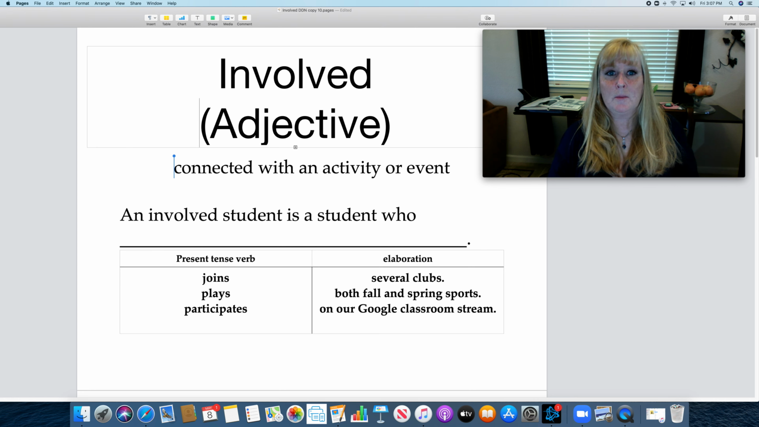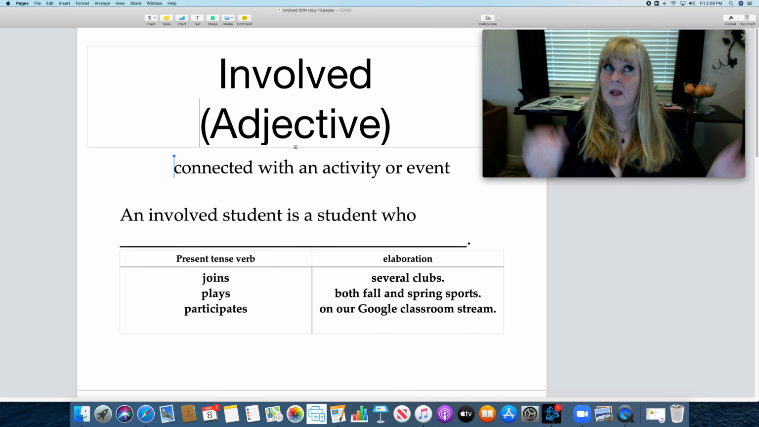So when we're talking about an involved student, that is a student that is connected with an activity or event, okay? And you know what? I forgot to ask you to say involved. Say involved. Good. Let's say it together. Involved. How many syllables does involved have? Involved. 2. Involved.